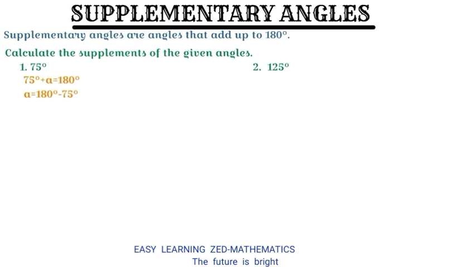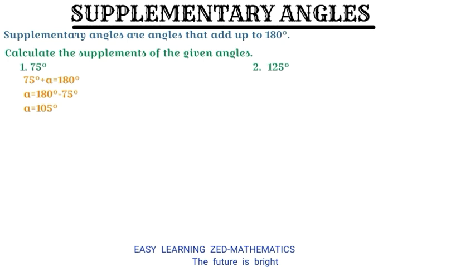That way I've put the like terms together. Therefore I'm going to subtract 75 degrees from 180 degrees. So a is equal to 180 degrees minus 75 degrees, which will give us 105 degrees. So 105 degrees is the supplement of 75 degrees. Now let's go to question number 2.